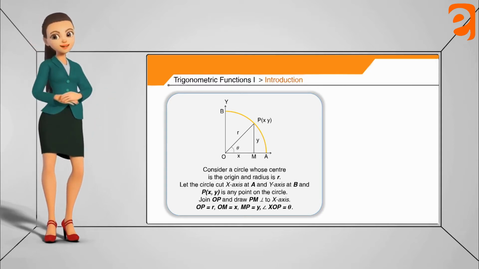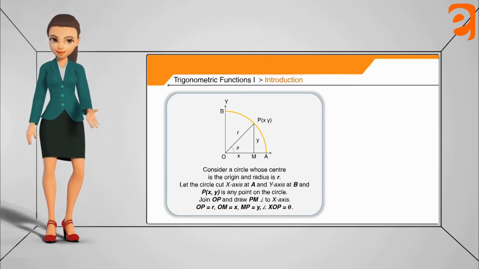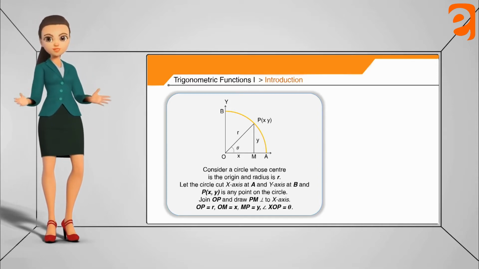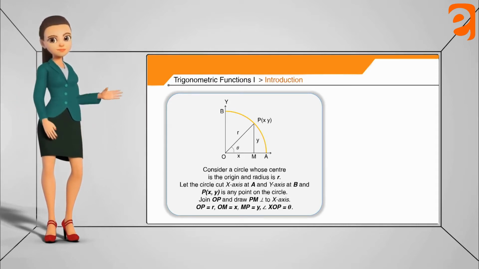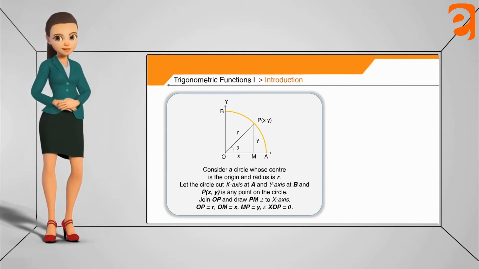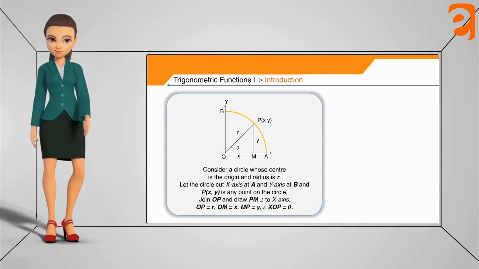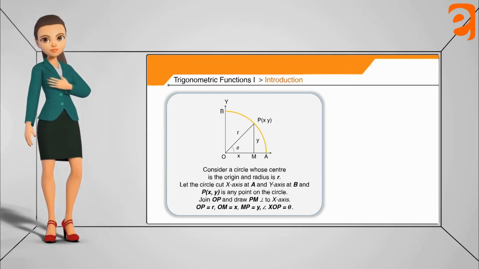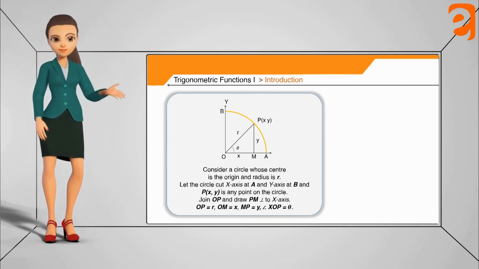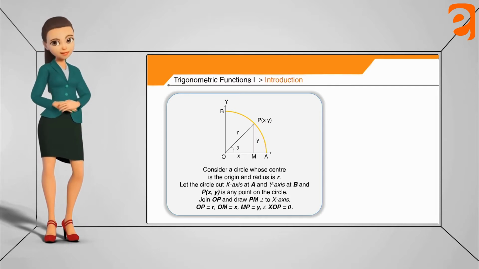So, this is a quarter circular part of the circle, whose center is the origin, and we mark it as O, and its radius is R. Now, let the circle cut the x-axis at A and the y-axis at B. And P, with the coordinates x and y, is a point on the circle. Now, we will join this point P with the center of the circle and we get OP. So, OP is nothing but our distance R, which is the radius of the circle.